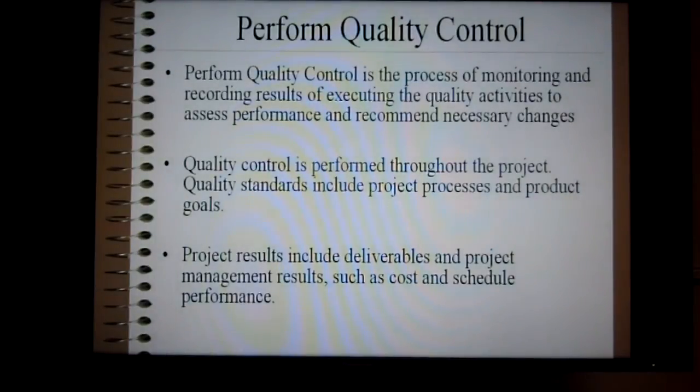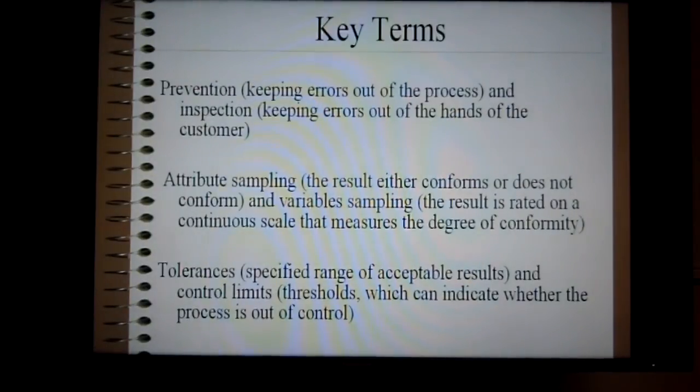We now move on to the second process of quality management, which is quality control. This is the process of monitoring and recording results of executing the quality activities to assess performance and recommend necessary changes. This step is performed throughout the project. Project results include deliverables and project management results such as cost and schedule performance. Key terms: prevention, attribute sampling, and tolerances, which we will discuss further within the chapter.